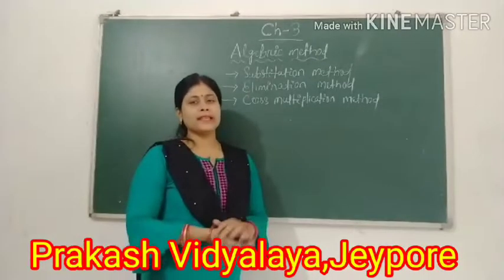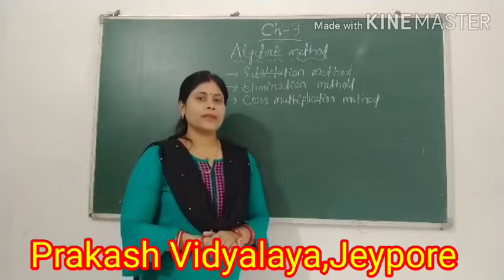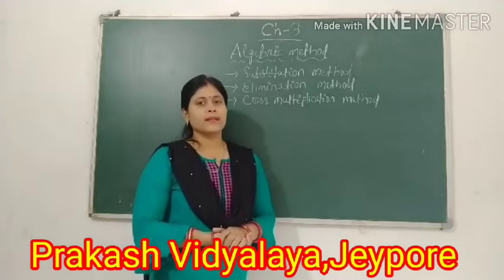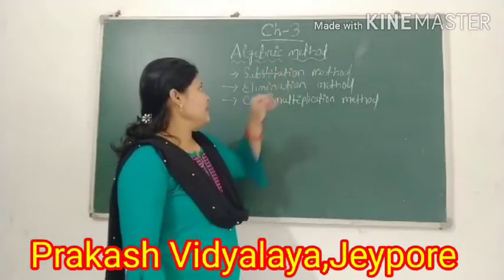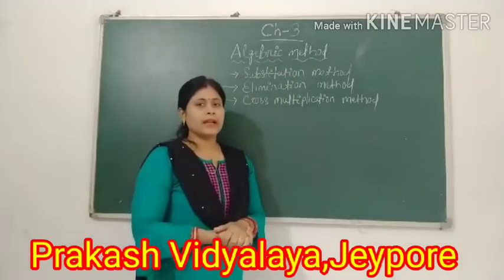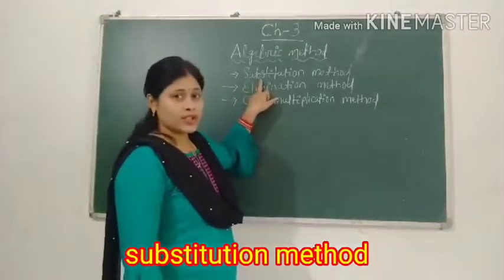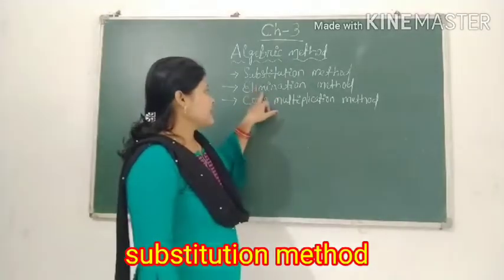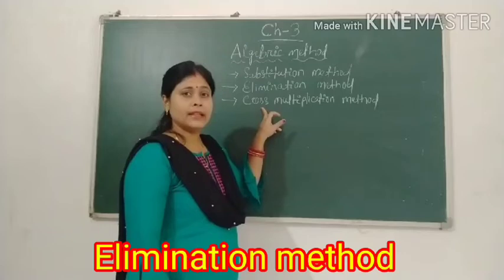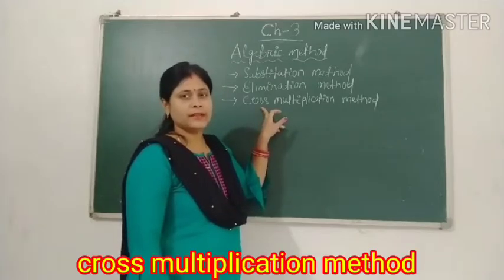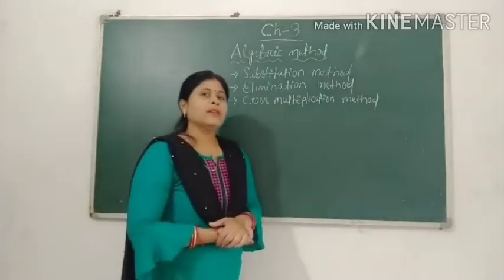Previously I explained to you the graphical method of solving a pair of linear equations in two variables. Today I will explain the algebraic method. The algebraic method is of three types. The first is the substitution method, the second is the elimination method, and the third is the cross multiplication method. I will explain them to you one by one.